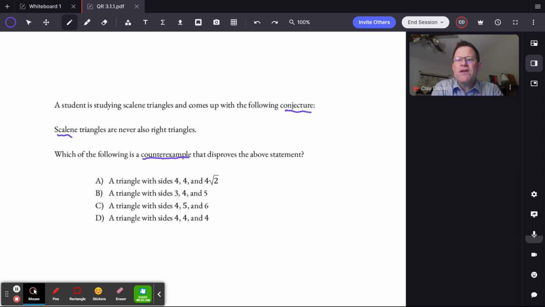So we need to cover some vocabulary first, and then we'll talk about the formal logic. First off, we have the word conjecture, not completely necessary to answer the question, but it's helpful to know that that's sort of an educated guess that a student might be making. Now then we have the all-important word scalene. A scalene triangle is going to mean no equal sides. We have isosceles, 2 equal sides, equilateral, 3 equal sides. Scalene triangles have no equal sides.